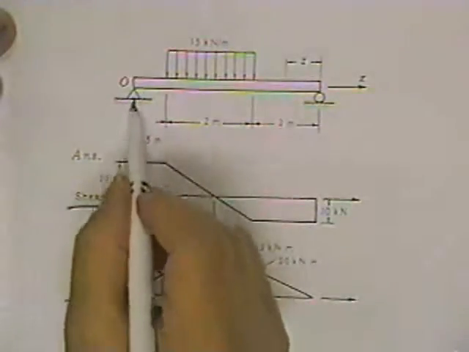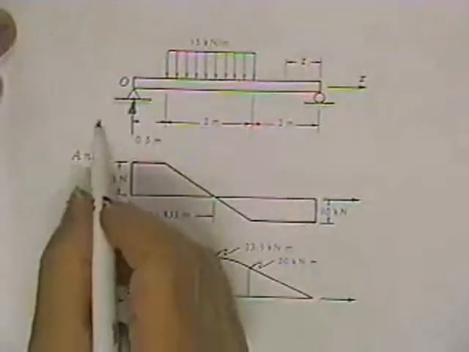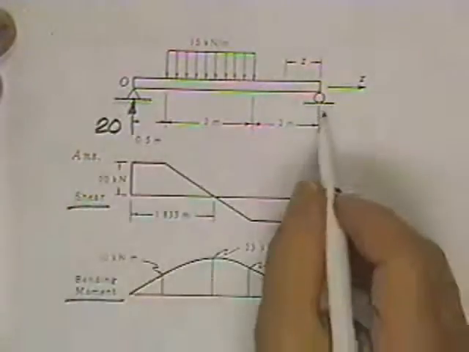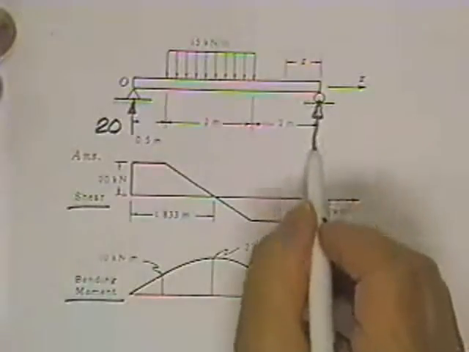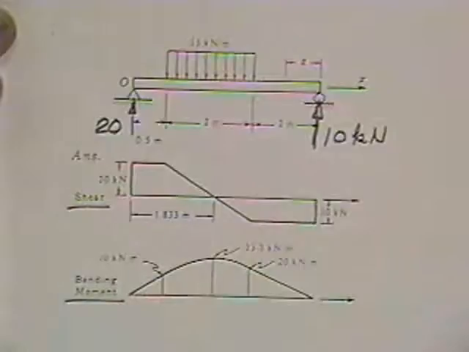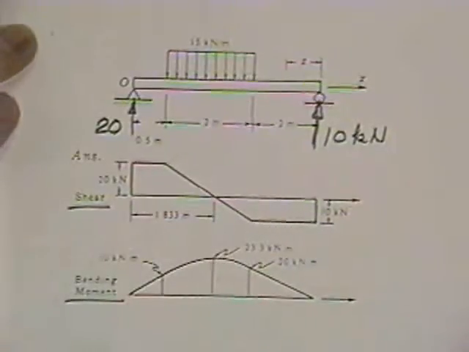Now then, I won't bore you with solving for the reactions. This reaction was 20 kilonewtons. This right-hand reaction was 10 kilonewtons. We learned how to do that in the statics section.